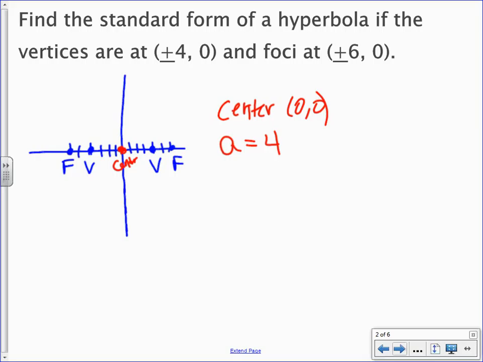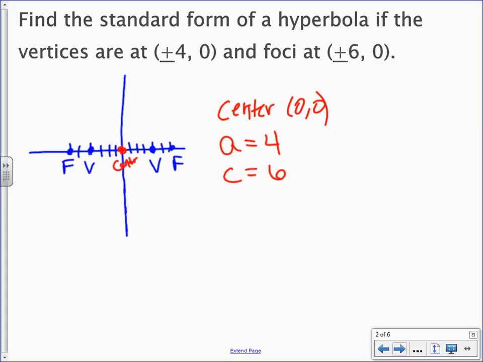Amanda, something else. C is 6. And why do you say C is 6? Because the foci is that far away from the center. Excellent. So we've talked about the vertices, we've talked about the foci. I think we've picked everything out of this picture that we can, right? Oh, no, we haven't. There's one more thing we need to identify.